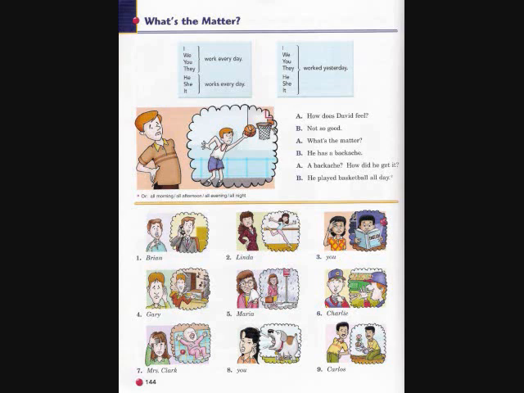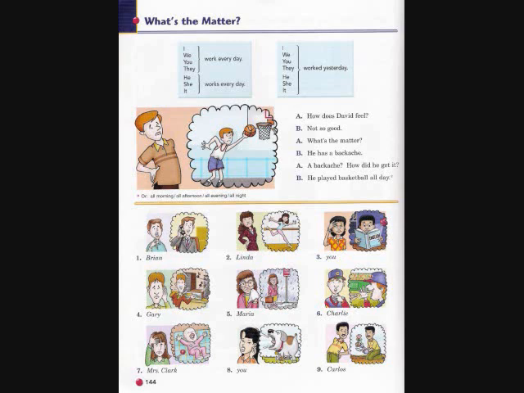Page 144. What's the matter? Listen. How does David feel? Not so good. What's the matter? He has a backache. A backache? How did he get it? He played basketball all day. Do exercises 1 through 15. You will hear the correct line after you speak.